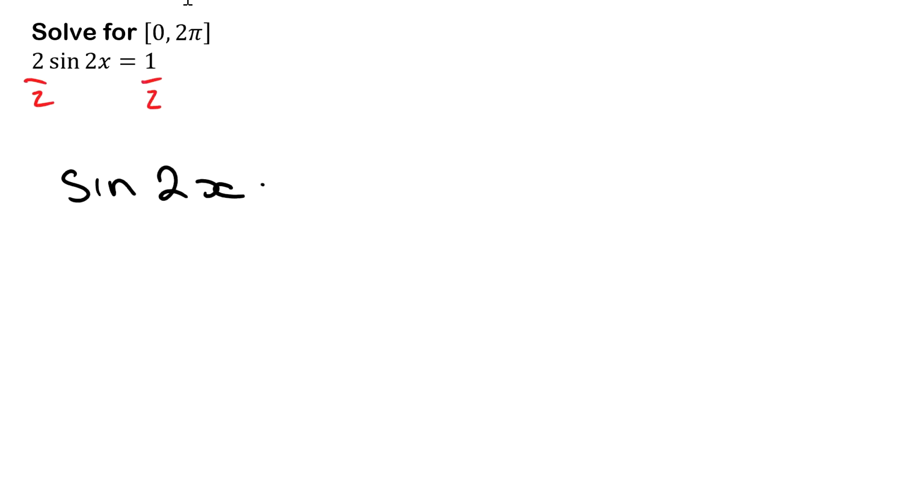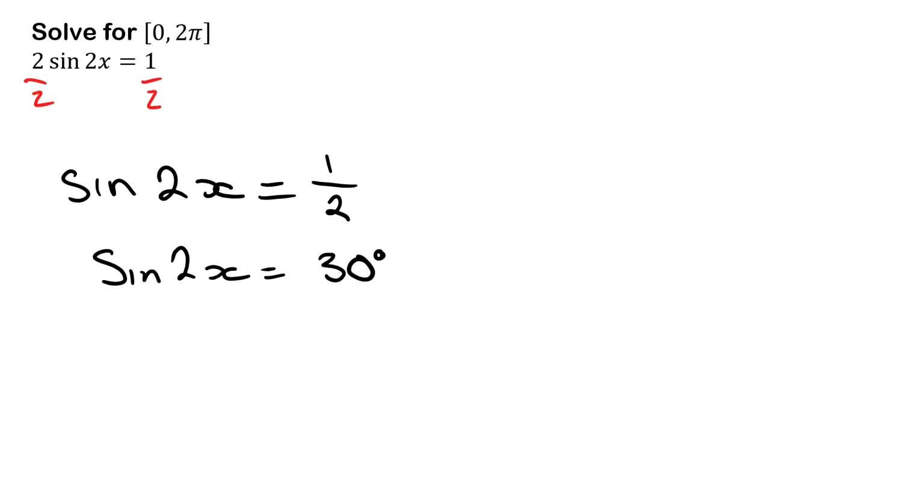Alright, now we're going to solve this one algebraically. First thing I want to do is start to rearrange this. I want to form some sort of fraction on my right side. So I'm going to divide by 2, divide by 2. So sine 2x equals a half. If you use your exact values, you know that that is going to equal 30. So sine 2x equals 30 degrees.